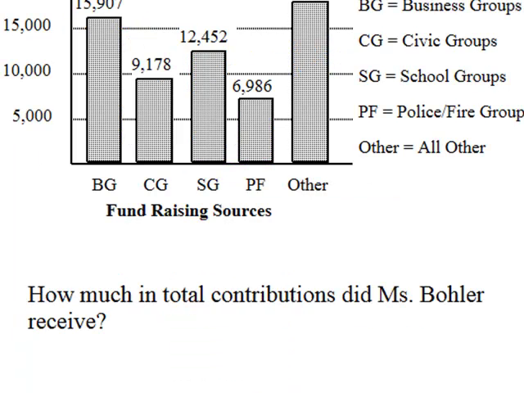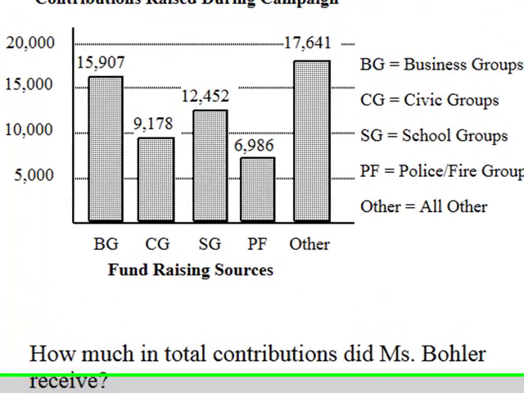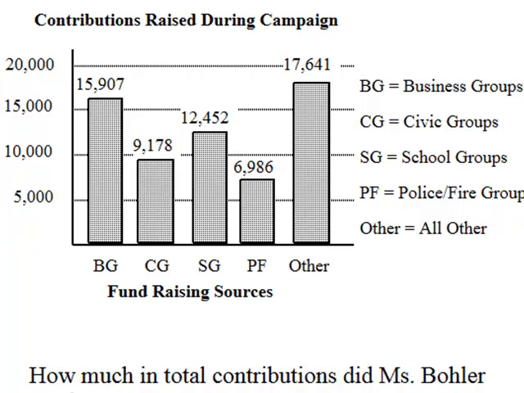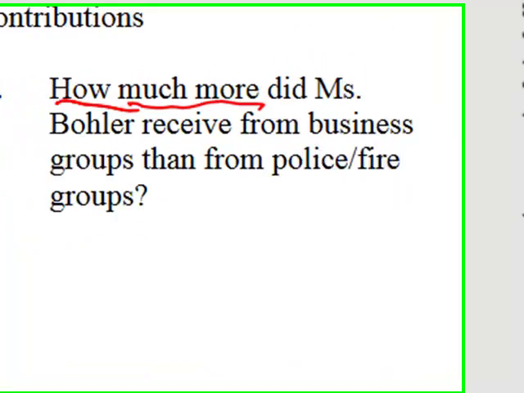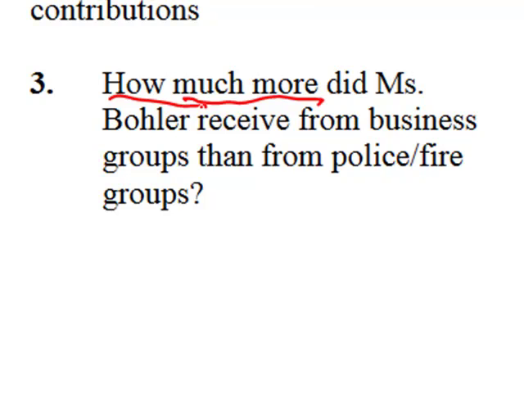Numbers 3 and 4 are based on a bar graph that we can see, and this is for contributions raised during a campaign for a mayor, Alexis Bowler. And what we're asked in number 3 is to identify how much more did the candidate receive from business groups than from police and fire groups. Now, how much more means a subtraction.